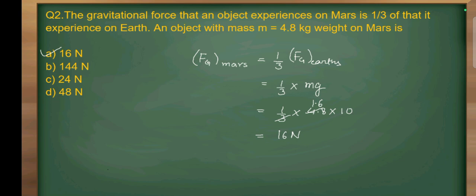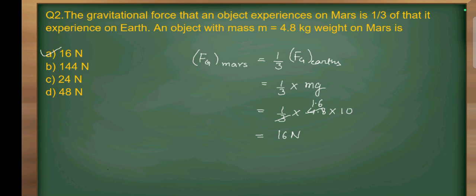So we know that the object experiences force on Earth, that is mg. So 1 by 3 into mg. Here the value of mass is given as 4.8. We will substitute this value and g is taken as 10 meter per second square. Now we will solve this. 1 by 3 into 4.8 into 10. 3 and 4.8 get cancelled and we will get 16 Newton. So option A is correct, that is 16 Newton.